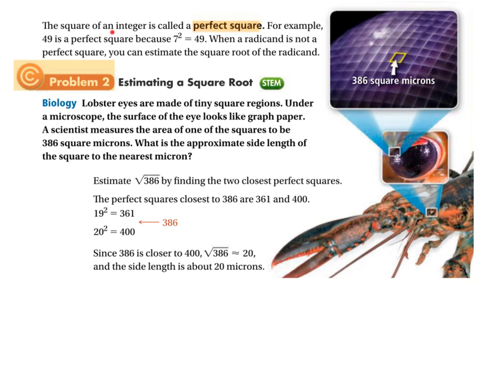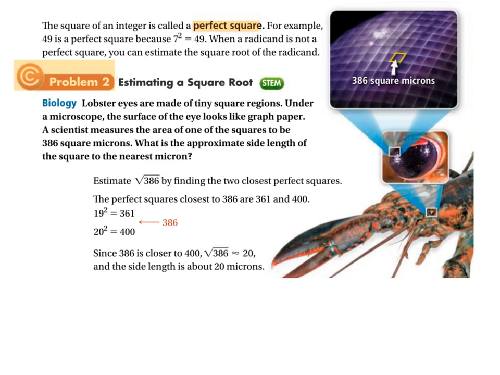So the square of an integer is a perfect square. Numbers that are perfect squares, when you square root them, you get an exact integer value. 49 is a perfect square because 49 has a square root of 7. 7 squared is 49. Okay? When the radicand, the number you're square rooting, isn't a perfect square, though, you can estimate it. And here's how you estimate it.